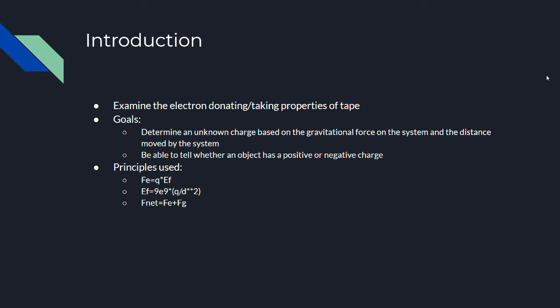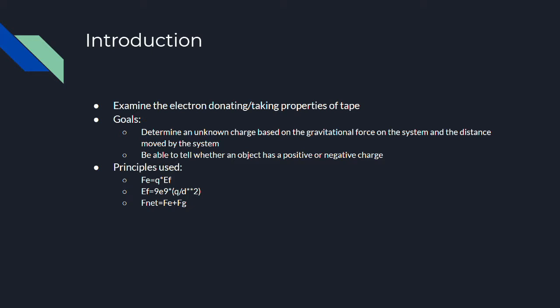There were three main principles used in this lab, the first being Coulomb's law, which we simplified down to the charge of the system times the electrical field acting on the system. In this case, this would give us the electrical force, and this we know is equal to the gravitational force.